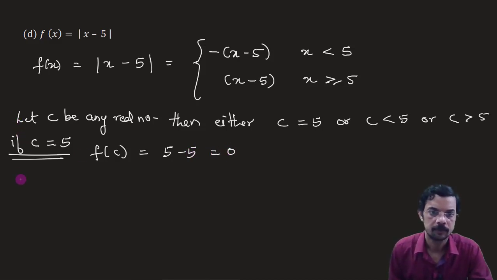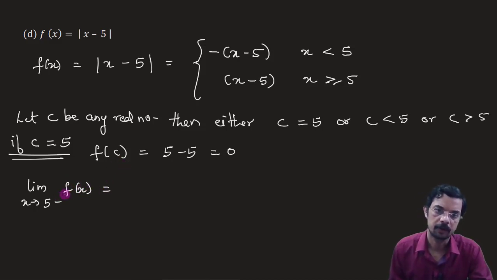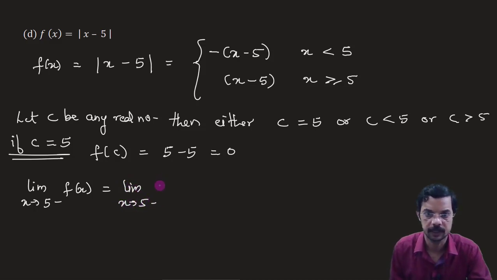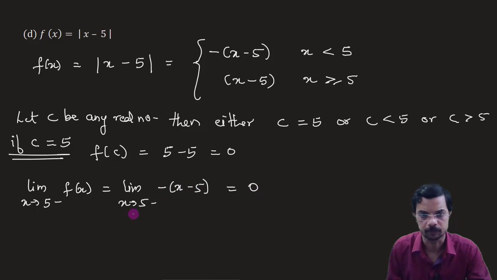Now we will consider both the left hand limit as well as the right hand limit for x equal to 5. Limit x tends to 5 from the left, f of x is equal to limit x tends to 5 from the left, f of x was defined as minus of (x minus 5), and that will be equal to, when you put x equal to 5, 5 minus 5, that is minus of 0, that is equal to 0.